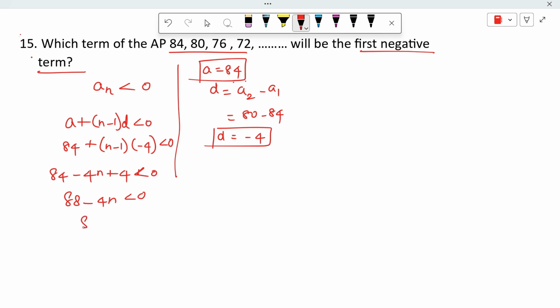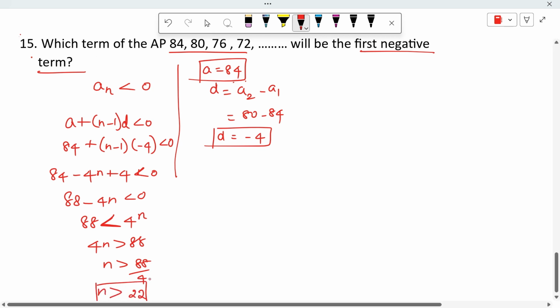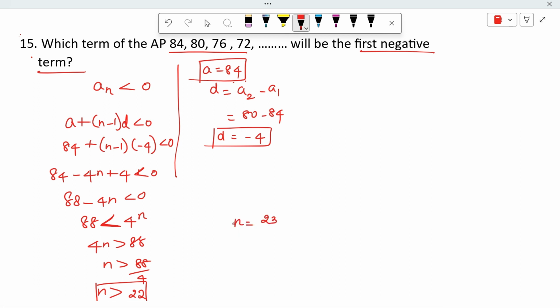If you take it to the other side, 4n will become positive here, and so 4n is greater than 88, isn't it? So the sign towards 4n is greater. So n is greater than 88 by 4. So n should be greater than 22. So only when n is greater than 22, we will get the negative terms. The first negative term will be the 23rd term.